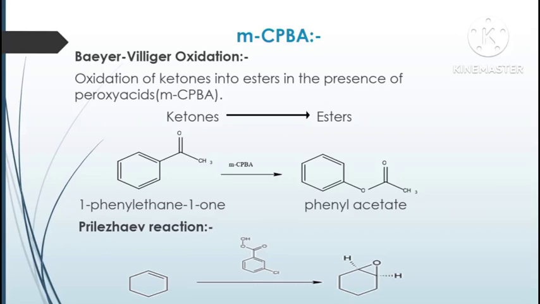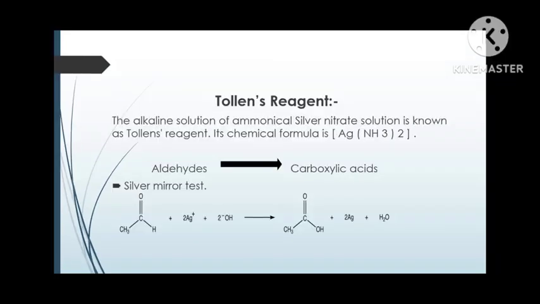Third is mCPBA, that is metachloroperoxybenzoic acid. This oxidizing agent is used in Baeyer-Villiger oxidation, which is the conversion of ketones into esters. Similarly, the Prilezhaev reaction is also one of the reactions in which mCPBA is used for the conversion of alkenes into epoxides. The Prilezhaev reaction is also known as Prilezhaev epoxidation.